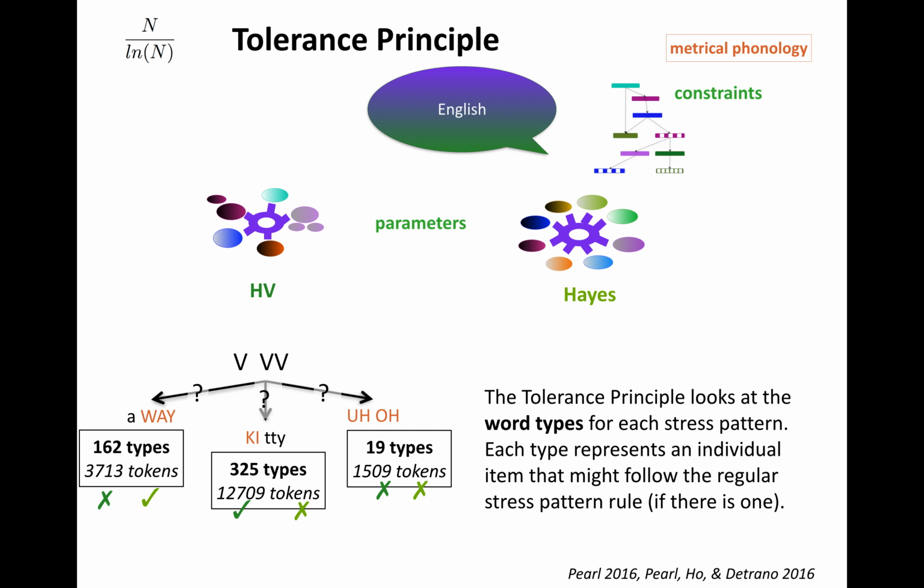Now, the tolerance principle looks at the word type, so that's why these are bolded. These are the only things that matter. You don't care how frequently it occurs. You only care how many vocabulary items, right? So which word types, how many of those do you have?